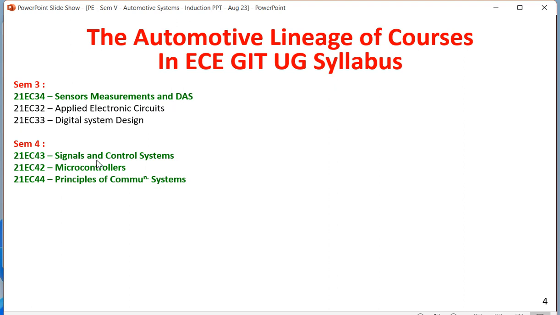Then there are signals and control systems, which you are studying in this 4th semester, microcontrollers, and principles of communication systems. These are the 4 main things from EC which are used in every part of the automotive system. Apart from that, AEC is there, digital electronics is always there, so they are an integrated part of the automotive system. All these courses you have already completed, and each of these courses has its bearing on automotive systems.